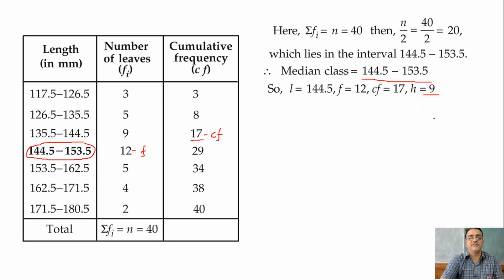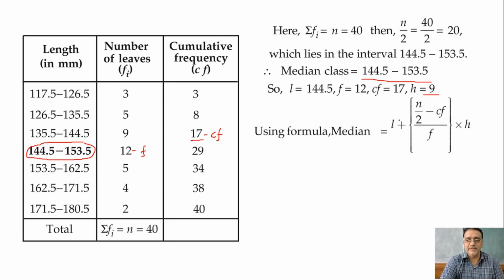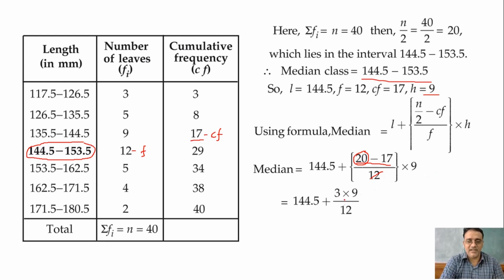After that we will write the formula. फिर फॉर्मूला में सब्स्टिट्यूट करना है. n by 2 ऑलरेडी हम लोग कैलकुलेट कर चुके हैं 20, सो डायरेक्ट सब्स्टिट्यूट कर रहे हैं. 144.5 plus 20 minus 17 upon 12 into 9. So यहाँ पे कितना मिलेगा? 3. वो 3 से कैंसिल कर सकते हैं 4, सो 9/4 मिलेगा लास्ट में। ठीक है, यहाँ पे देखो ध्यान से, what is 9/4?